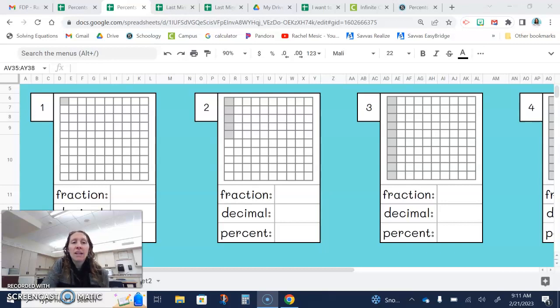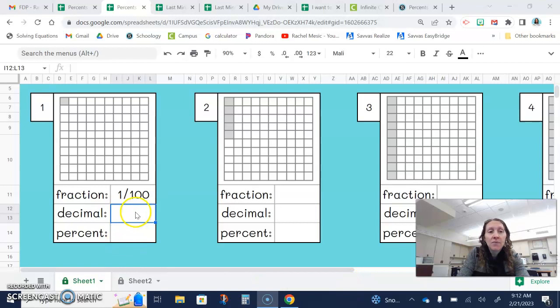Today you are going to practice writing fractions, decimals, and percents that are equivalent or equal to each other. So you're going to use the picture. Let's imagine this is a whole pan of brownies. It is cut into 100 equal pieces, and we're going to eat one of them. So that fraction would be 1/100th.